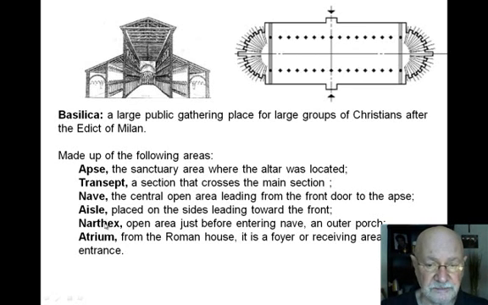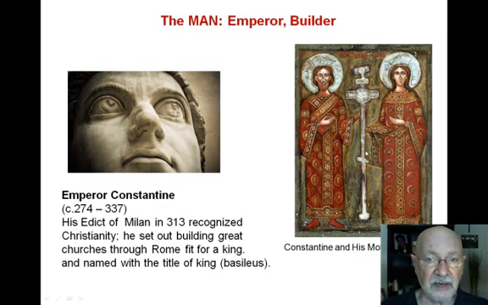There is a narthex. This is an open area just before entering the nave. It's like an outer porch. It would be something akin to this area here. And lastly, the atrium. It's the word for a Roman house. It's the foyer or receiving area near the entrance. This may well have been called an atrium. All right, we've got our bearings.